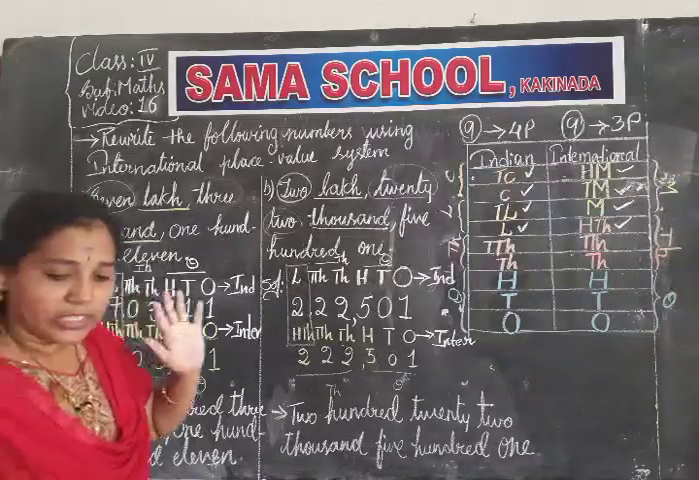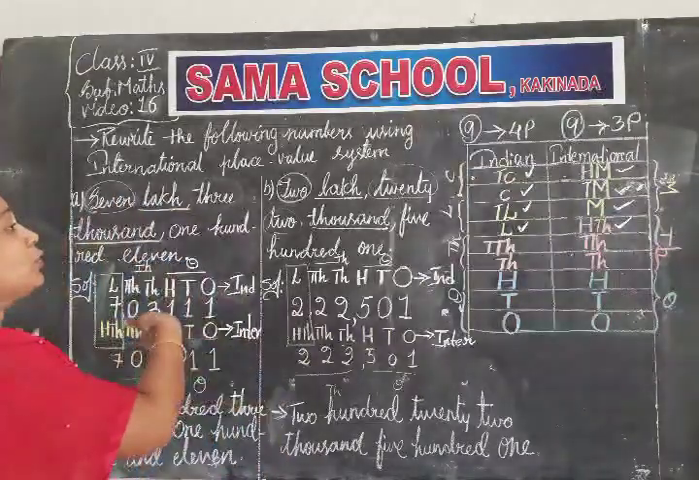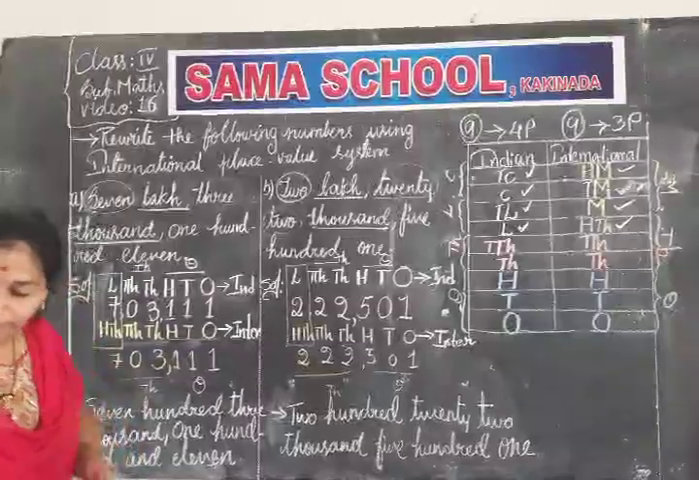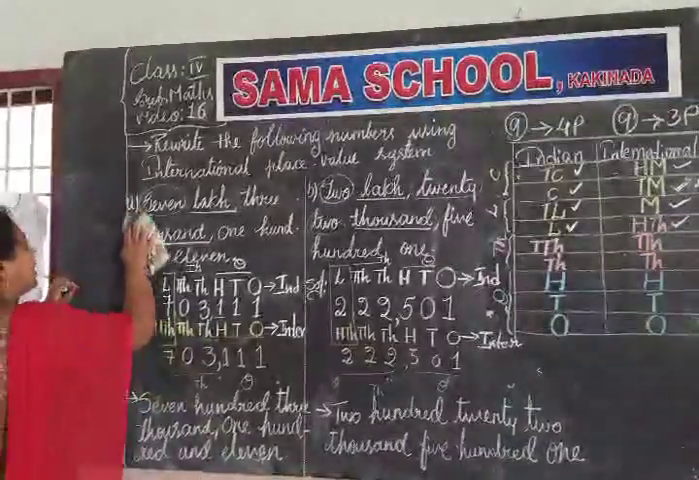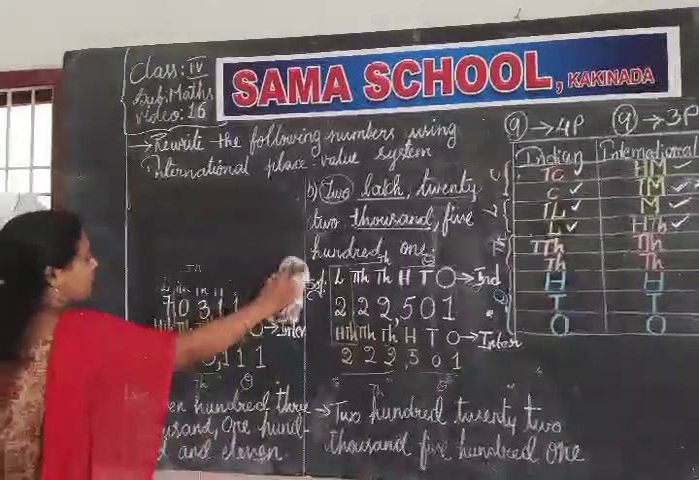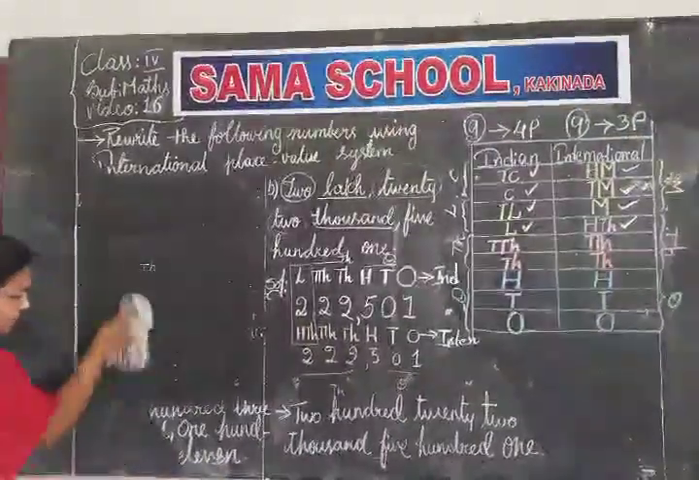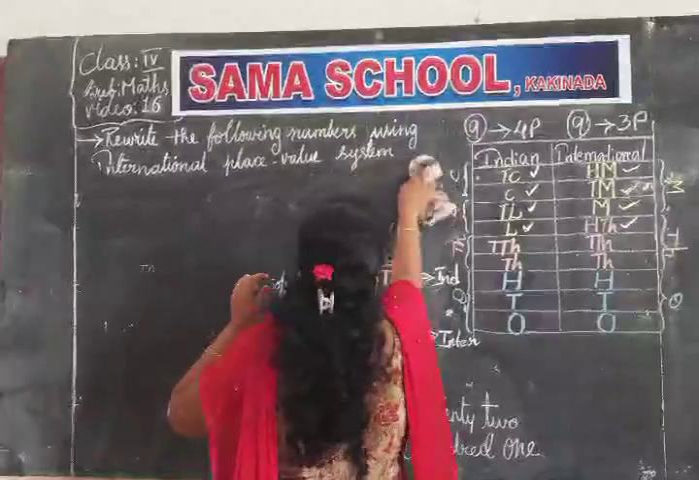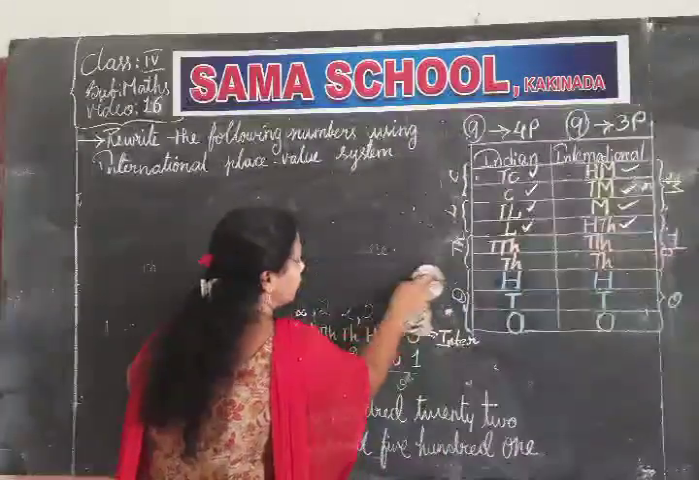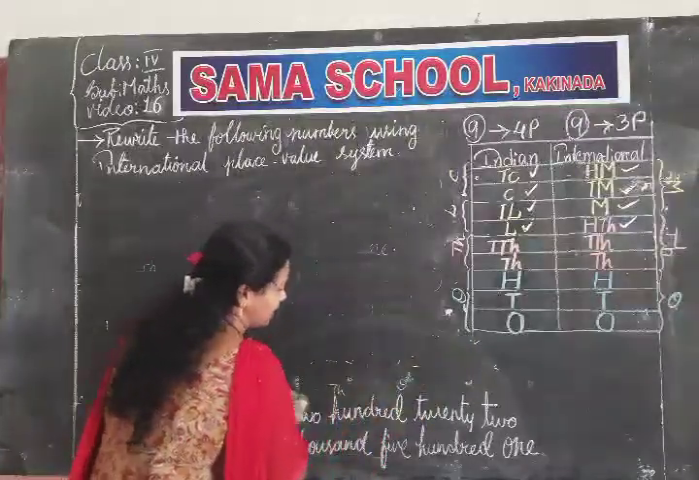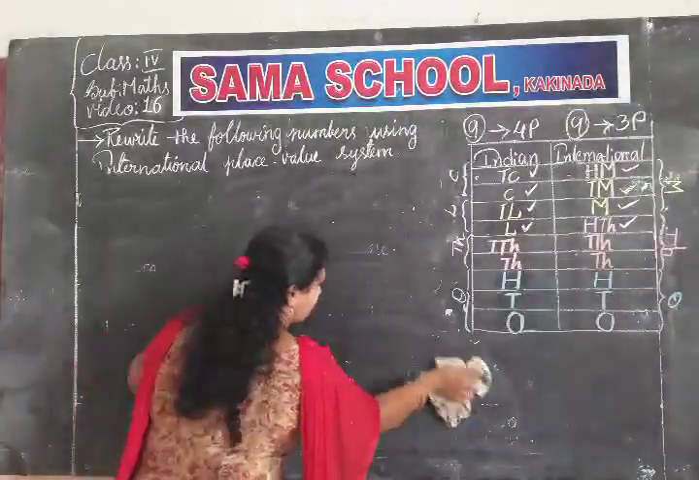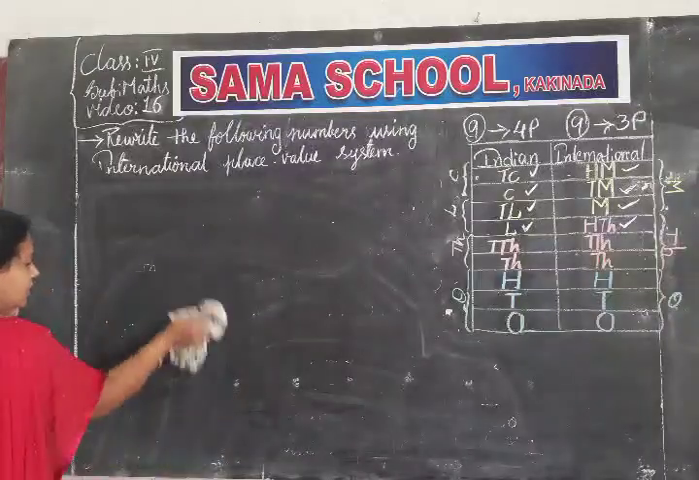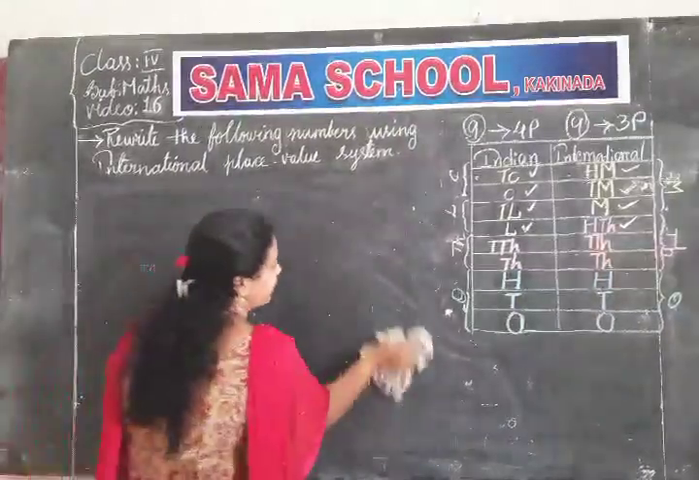Now I want to explain, if I give the international system, how to write that number in the Indian system. Now all of you look at the board. I want to erase it and I will explain one more model. Simply if you know this chart, you can write very easily. It is very easy if you know the table. If you don't get the table, then you won't.